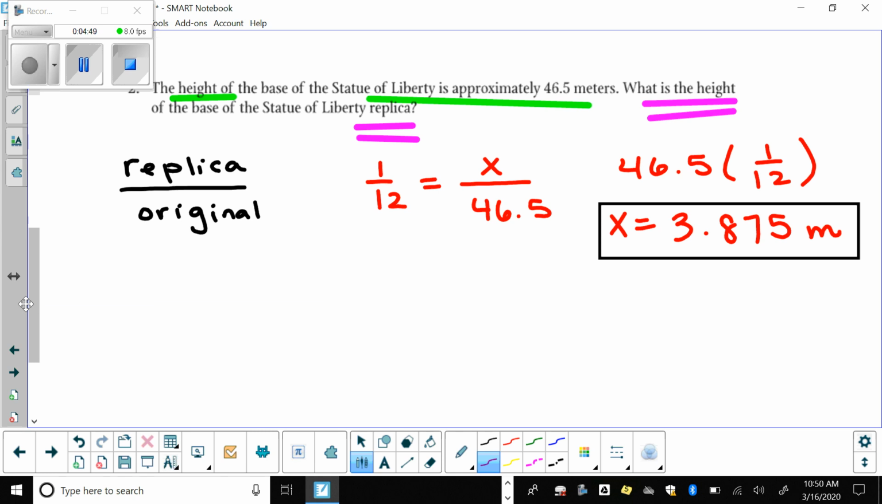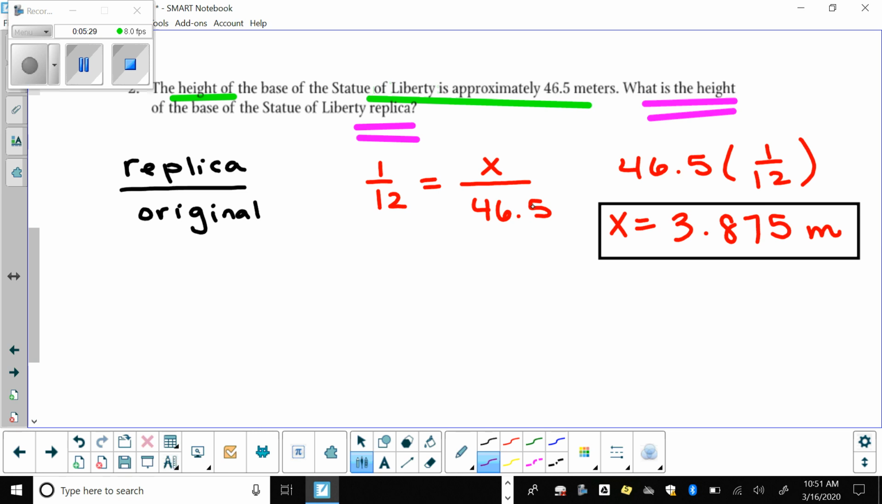Moving along, if the height of the base of the actual Statue of Liberty is 46.5 meters, what is the height of the replica? Notice I'm doing replica over original. That's how I got my K value, my scale factor, and I'm actually going to use that in my proportion. So X is going to be the height of the base of the replica over the original. And I'm just going to multiply this way and then divide by 12, and I get my answer.